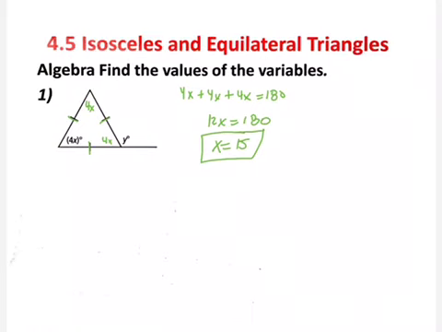Okay, and so now that we know what x is, we can plug it back in here, and we get 60 degrees. This angle and the y should make a linear pair, so to find y, we're going to take 180 minus 60, and we get y to equal 120.